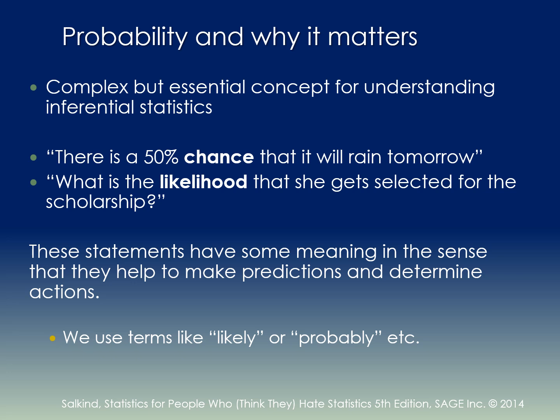You might have encountered statements like these. There's a 50% chance that it's going to rain tomorrow. Or what's the probable chance of rain tomorrow? About 50%. Or it might be a question: what is the likelihood that she gets selected for the scholarship? What are her chances? These statements have some type of meaning in the sense that they help us make predictions, in the case of the scholarship, or in the case of the rain forecast, they determine actions.